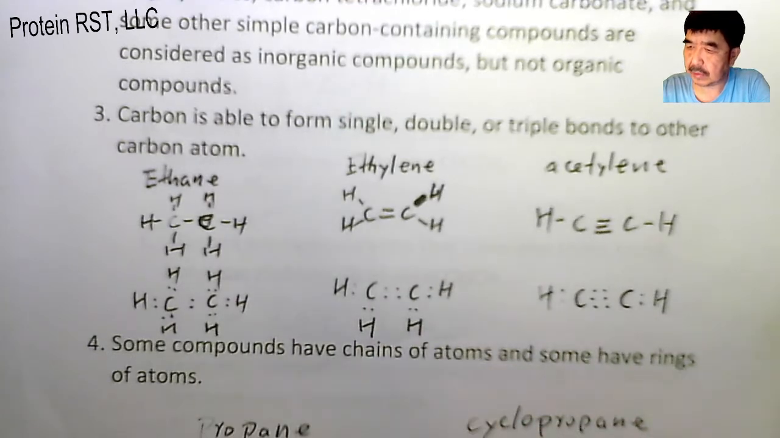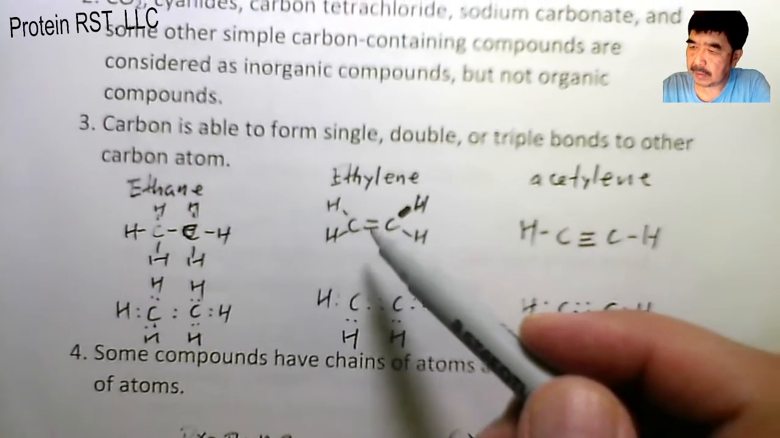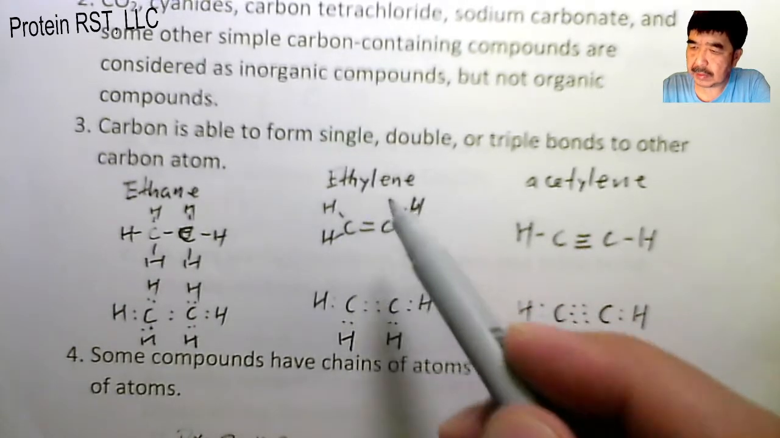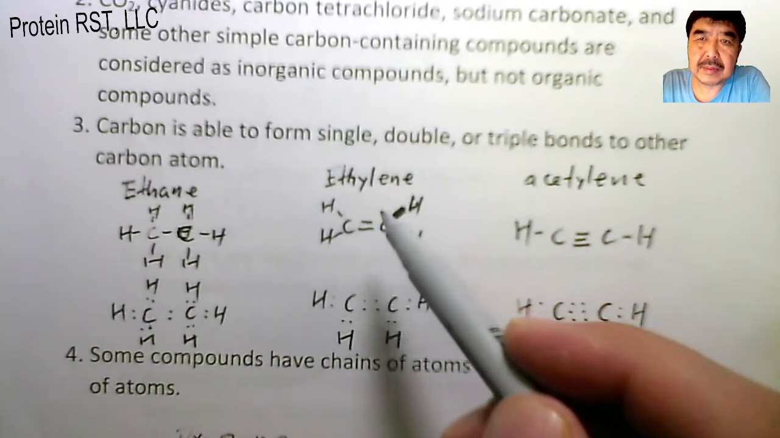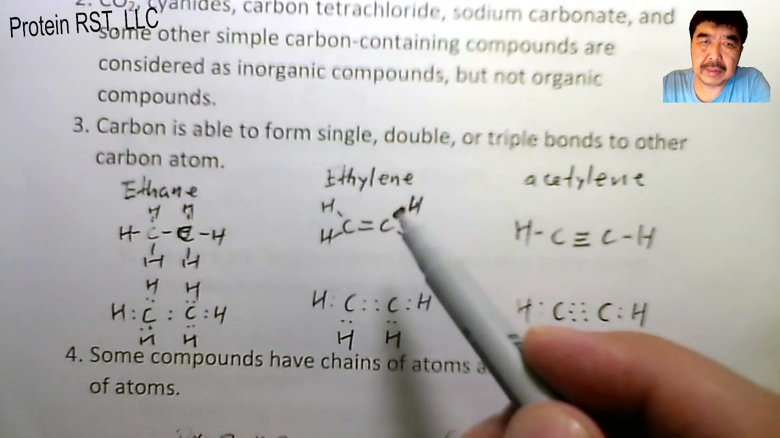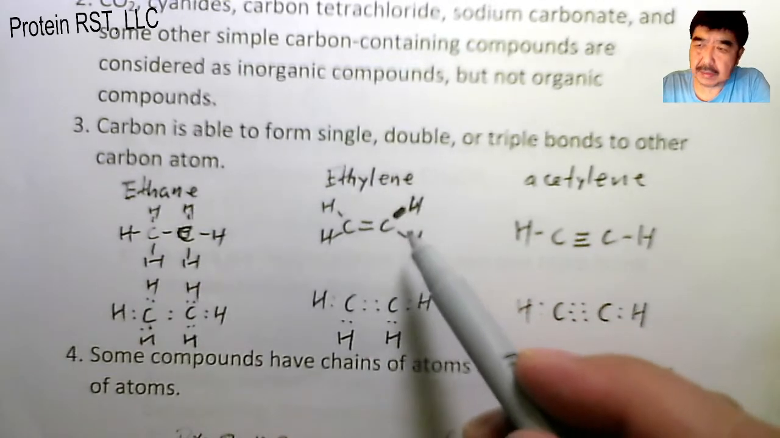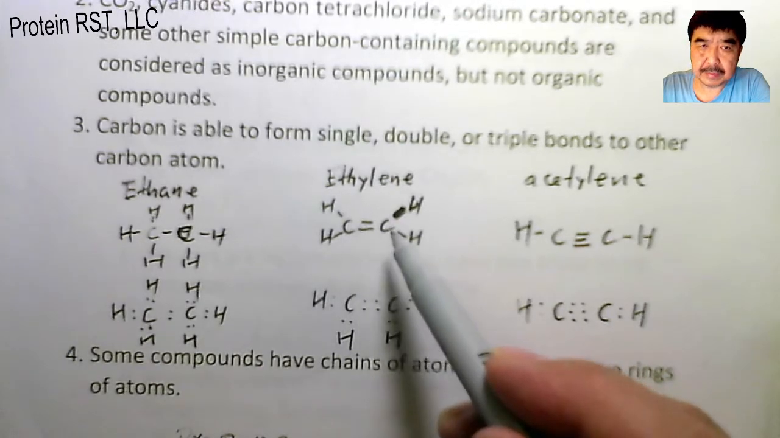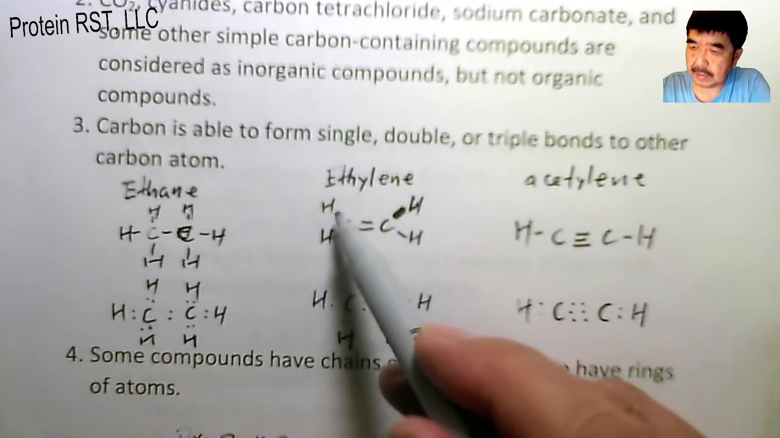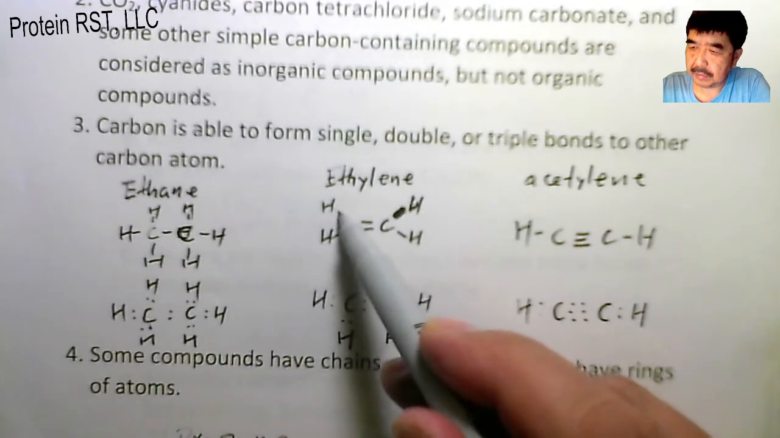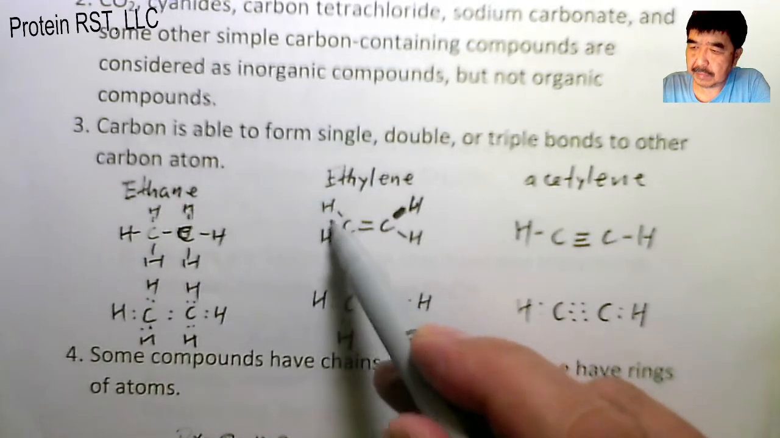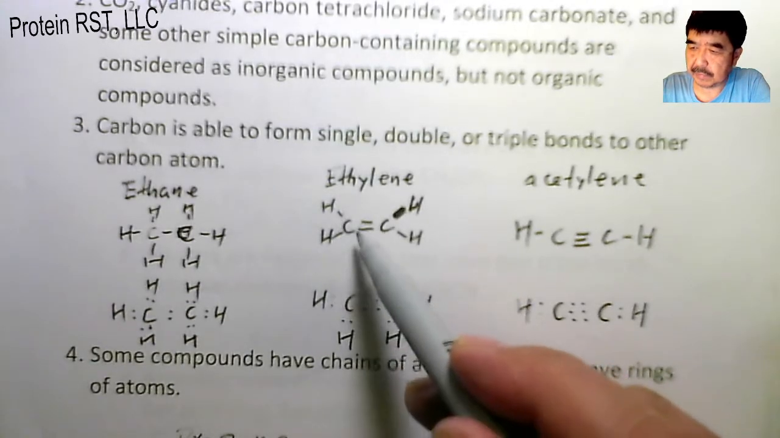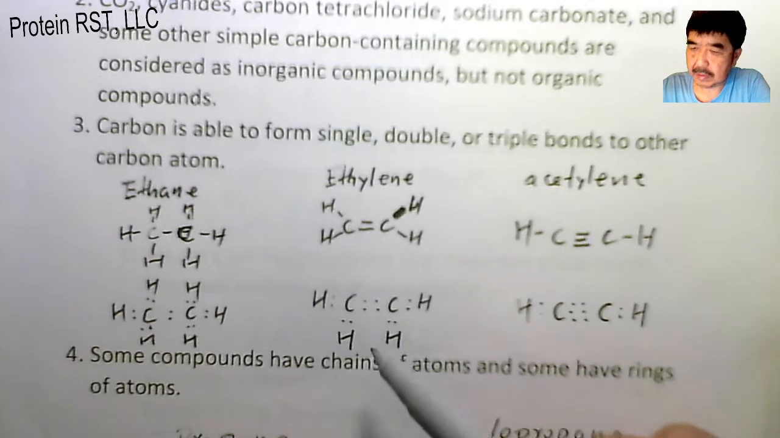Okay, the Lewis structure. For the double bond, the example here is ethylene. Ethylene is the simplest alkene. It has 2 carbons and a double bond between the 2 carbon atoms. Each carbon also forms 2 covalent bonds with 2 hydrogens. The total covalent bonds is 4 for each carbon. All right, so that's the Lewis structure.